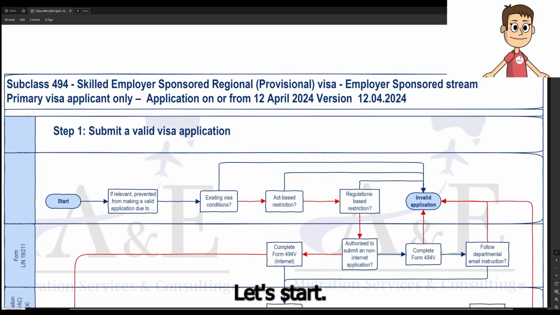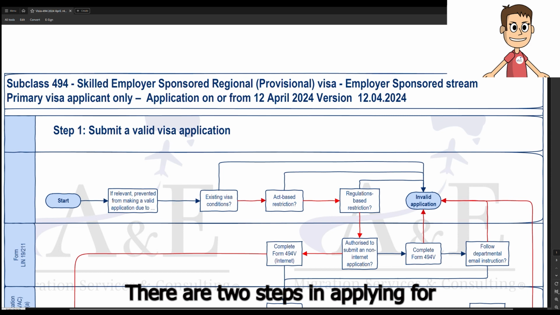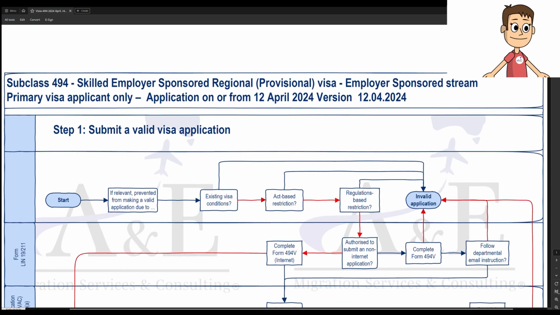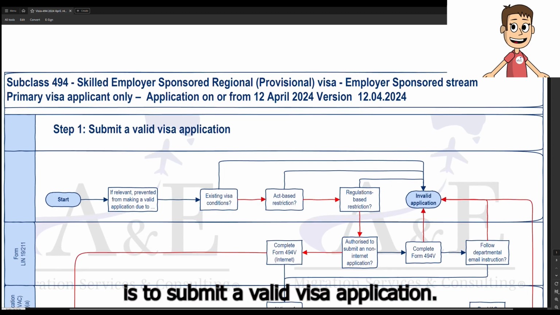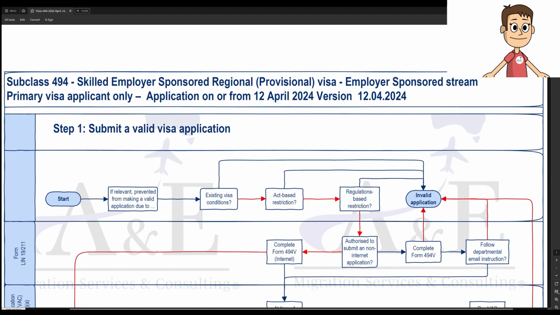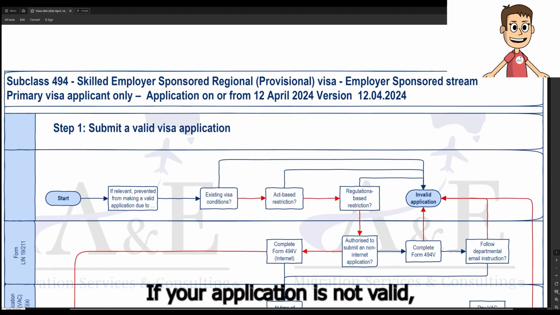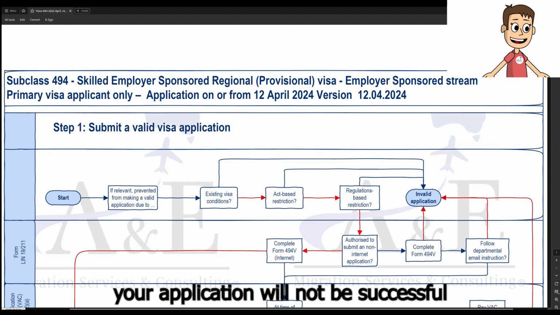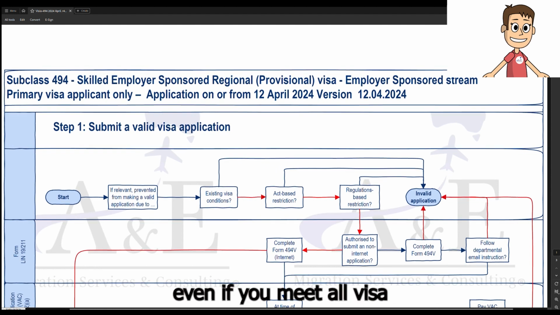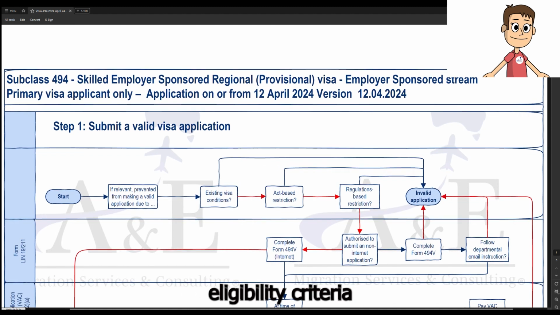Let's start. There are 2 steps in applying for this visa. The first step is to submit a valid visa application. If your application is not valid, your application will not be successful even if you meet all visa eligibility criteria.